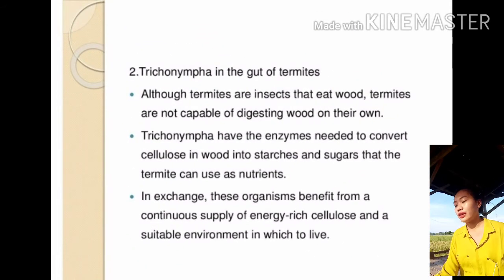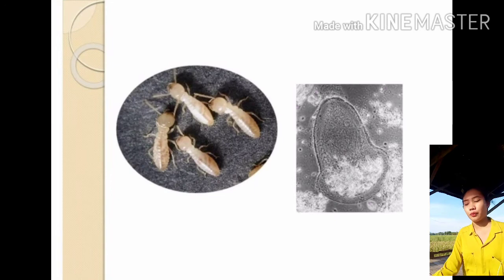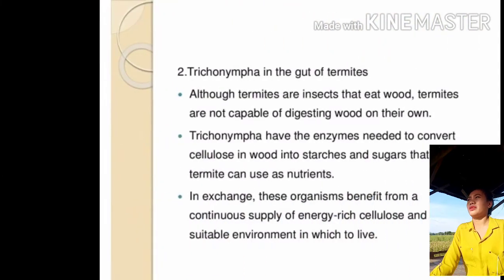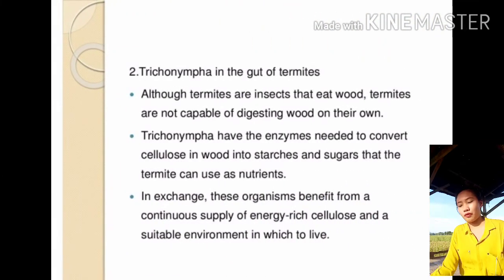Second, we have the trichonympha in the gut of termites. Trichonympha. Have you seen a trichonympha? It is these small animals, or it's not small, organism that is living inside the termites. Although termites are insects that eat wood, termites are not capable of digesting wood on their own. The food of these termites is wood, and they are not able to digest it without this trichonympha.